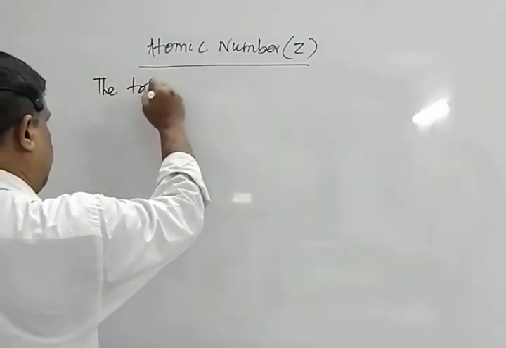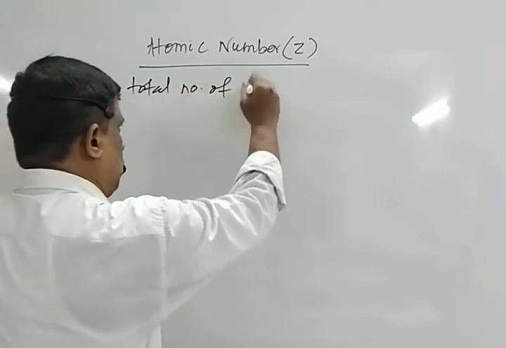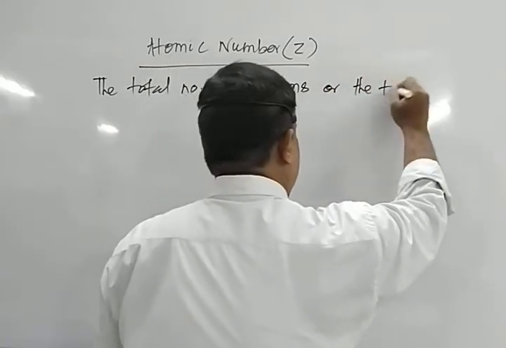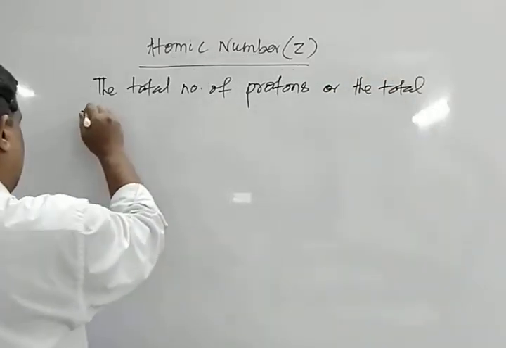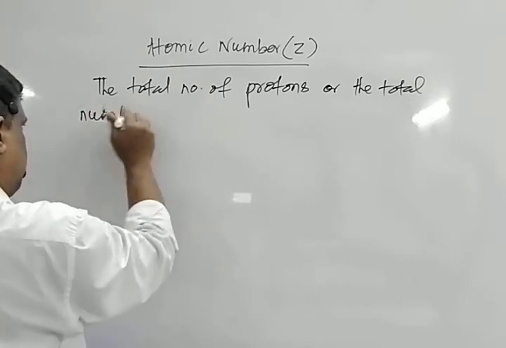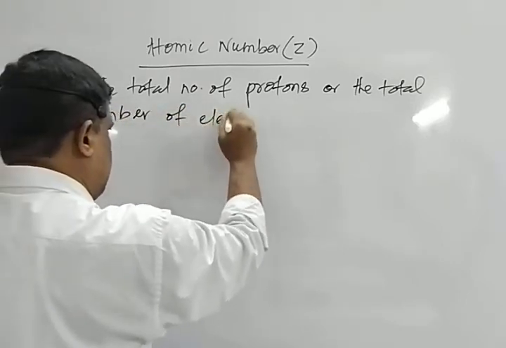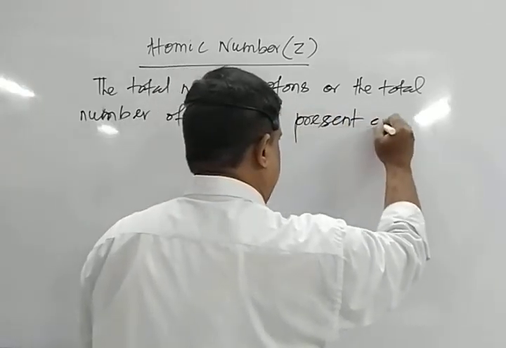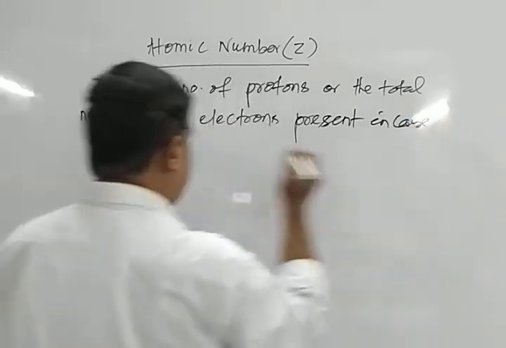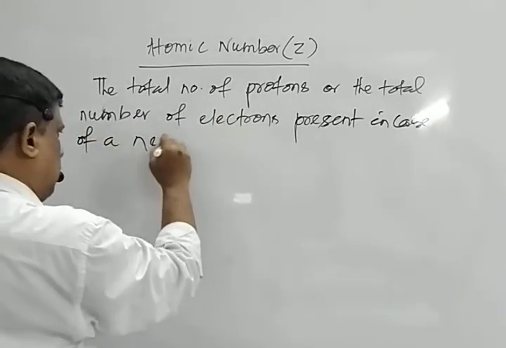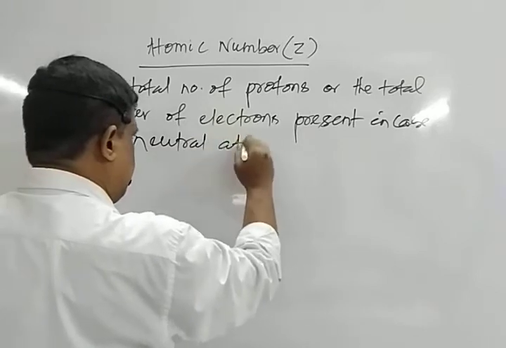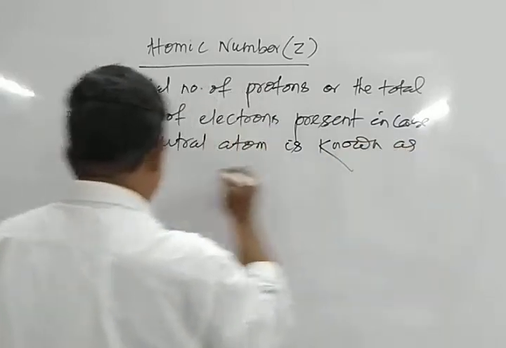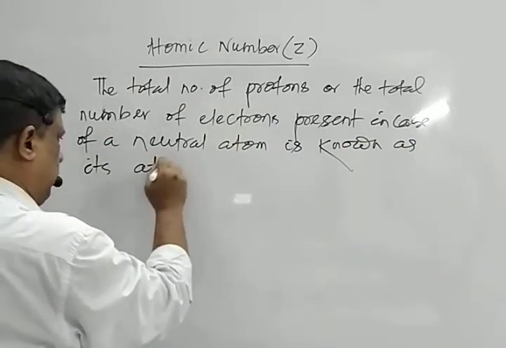The total number of protons or the total number of electrons present in case of a neutral atom is known as its atomic number.